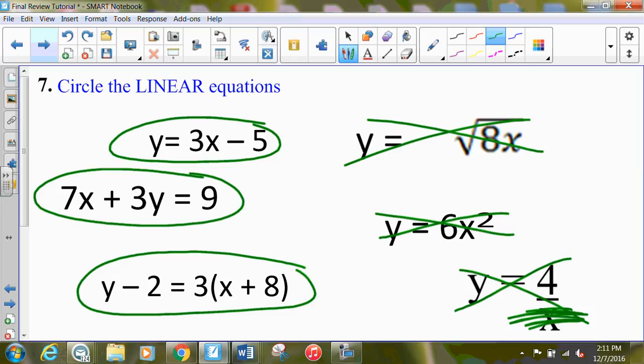I remember when we were doing these, you guys were really good at coming up to the smartboard and x-ing out the ones that have square roots or squares or exponents or x in the denominator. Do you guys remember that?